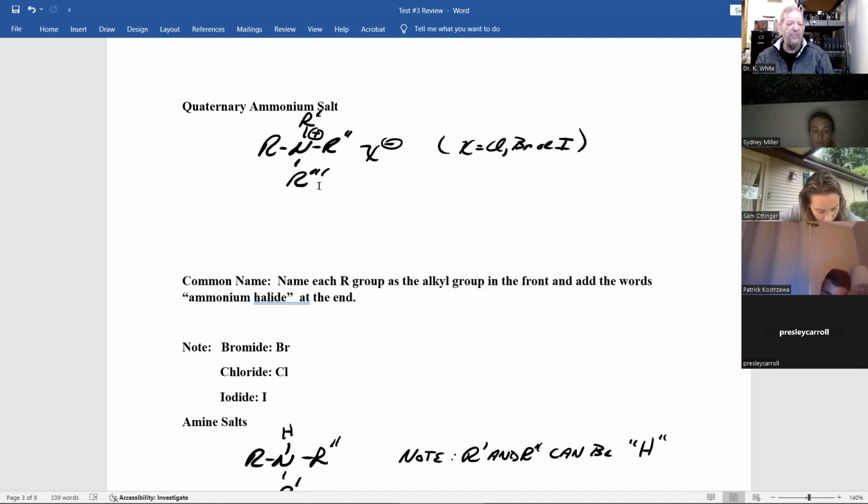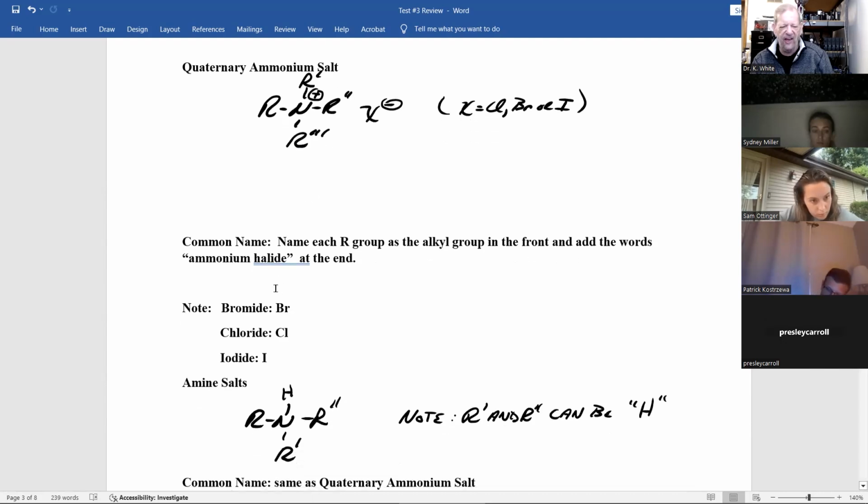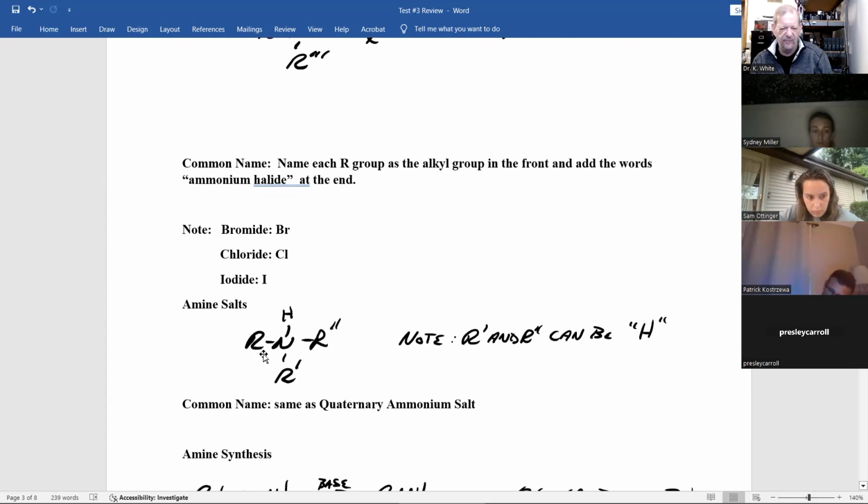How do you name that? Well, you name the R groups as the alkyl groups in front, then add the words ammonium halide. And if it's Br, the halide is bromide. If it's Cl, the halide is chloride. If it's iodine, it's iodide.